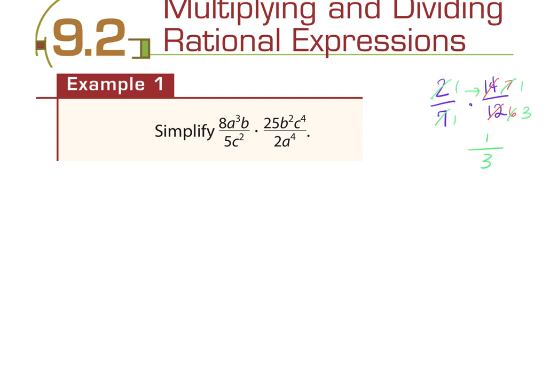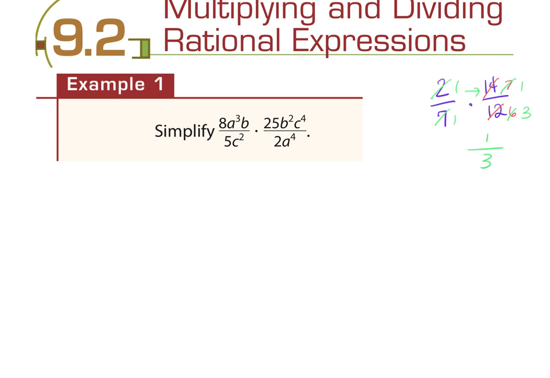The same is true for rational expressions. When you have rational expressions, you can cancel any top to any bottom, as long as you're multiplying. When I look at my numbers, 8 and 5 do not reduce, and 25 and 2 do not reduce, but I can cross reduce. I can say 8 reduces with the 2.